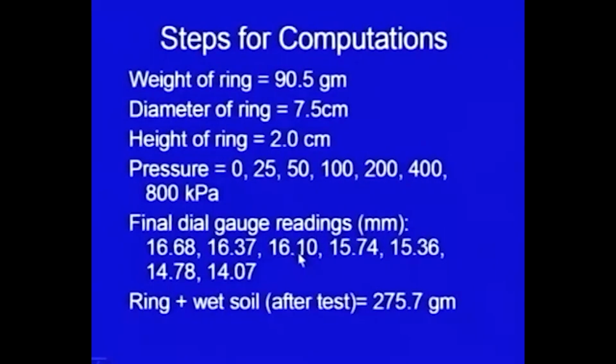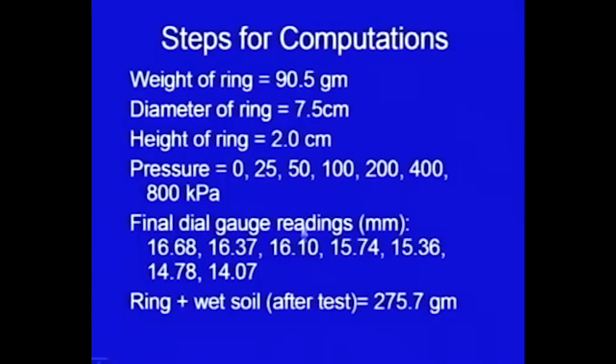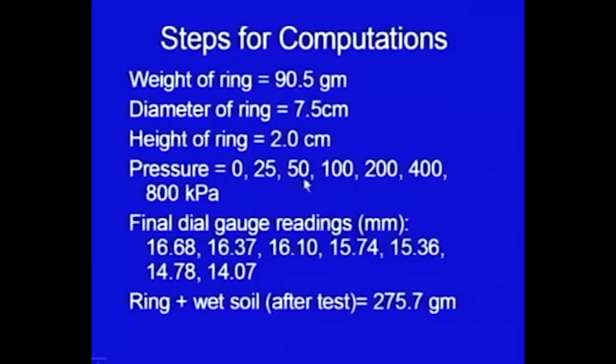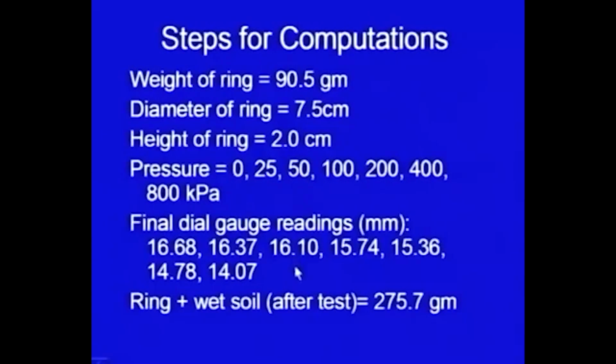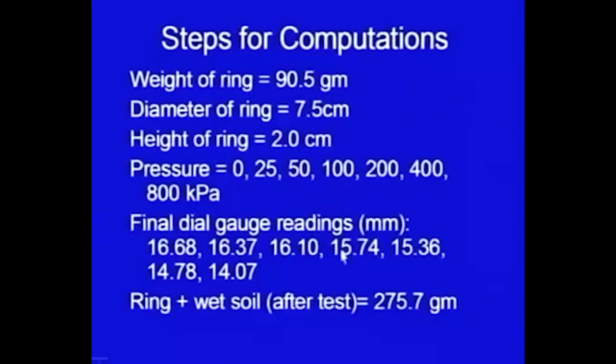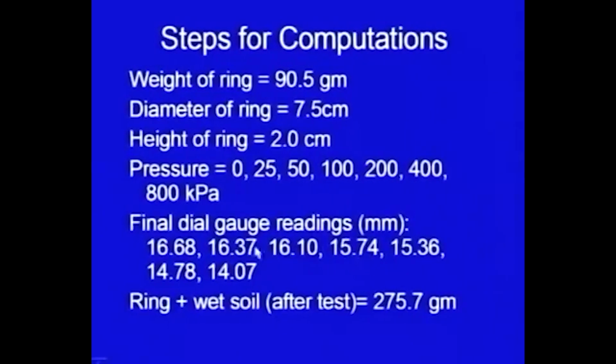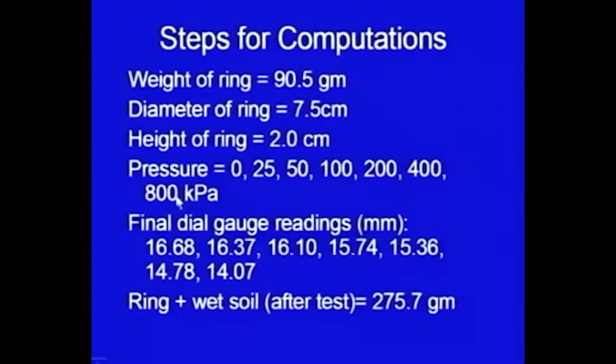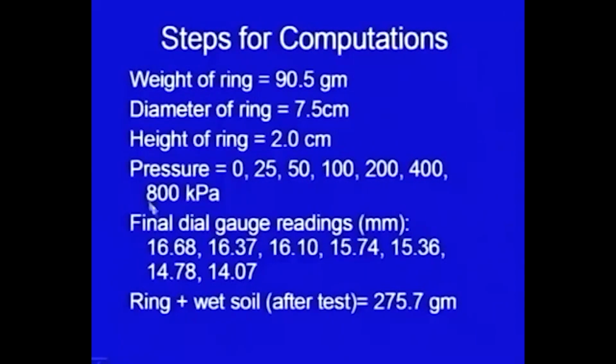So, what you can do is find out the settlement corresponding to any pressure value. For example, corresponding to 50, the settlement will be the first reading minus this third reading. Corresponding to 100, the settlement will be the first reading minus the corresponding reading from this table. Now, once this complete test is over, we had applied the pressure up to the maximum value. This was the final reading.